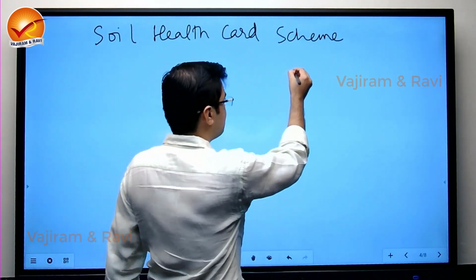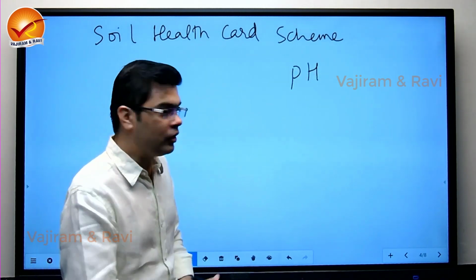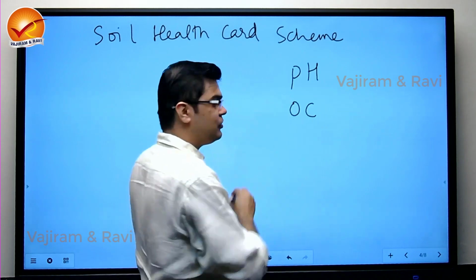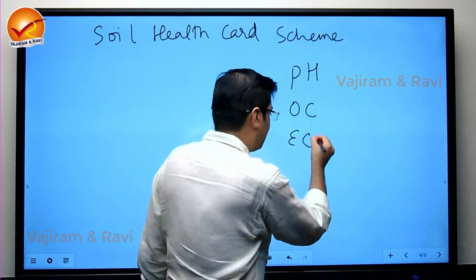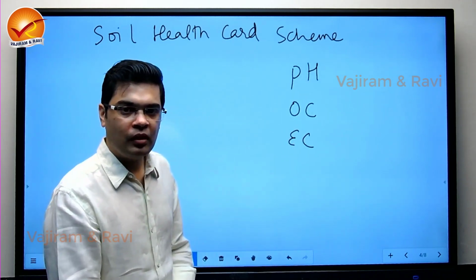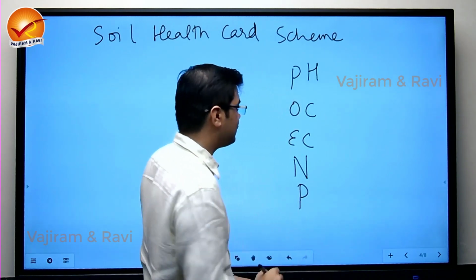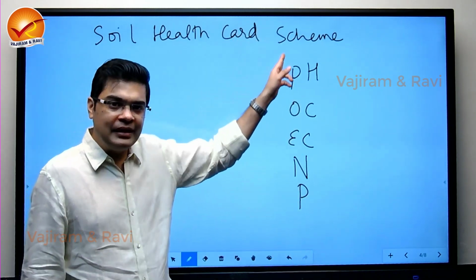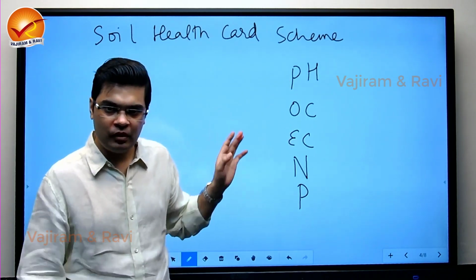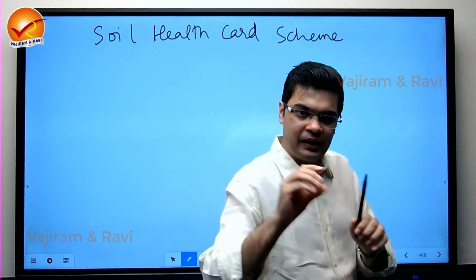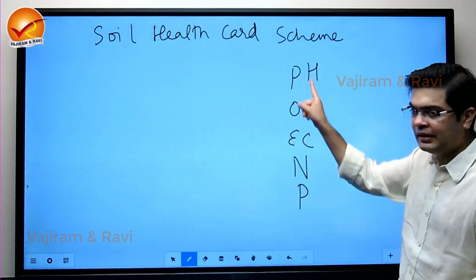Like what is the pH value of the soil, or what is the organic carbon in the soil, or what is, let's say, electrical conductivity of the soil, or nitrogen content in the soil, phosphorus content in the soil. So based on 13 parameters like this, the soil sample is analyzed. Soil sample is taken from the farmer's field. It is then sent to a lab, and in the lab it is analyzed on 13 parameters.